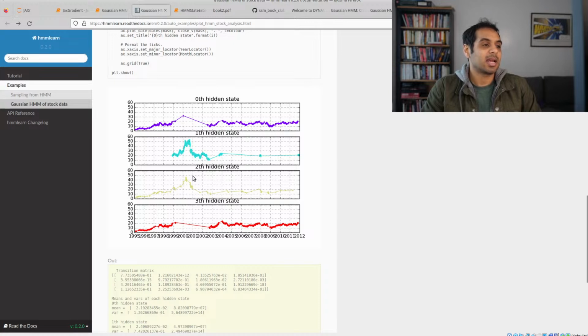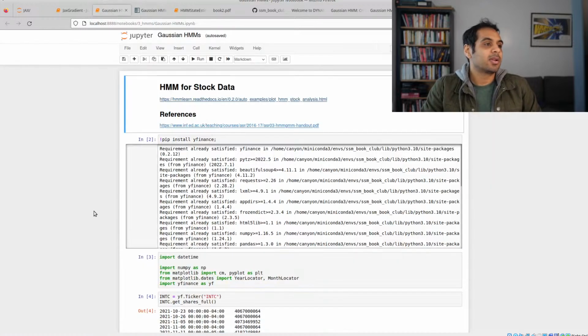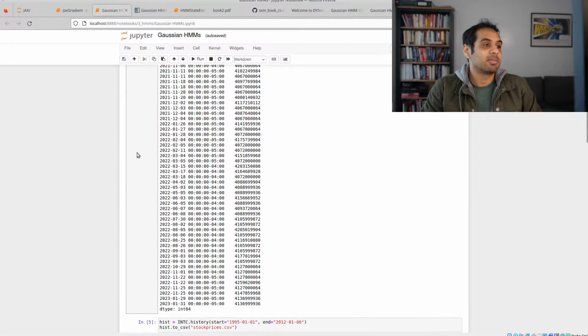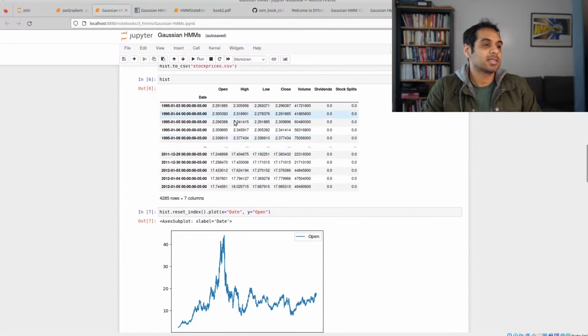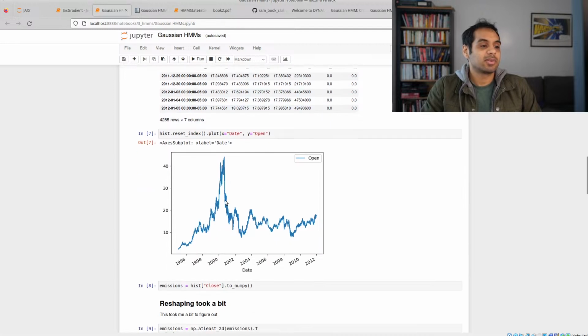There was a spike time, and then there was random noise per day. Let's say if we go to Dynamax, we can do the same thing. We can grab all the stock prices. Here's what you get: open, close, high, volume, dividends, whatever. Here's the original time series of Intel's stock.